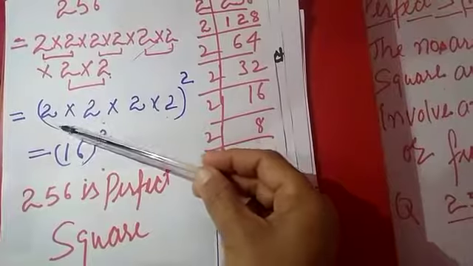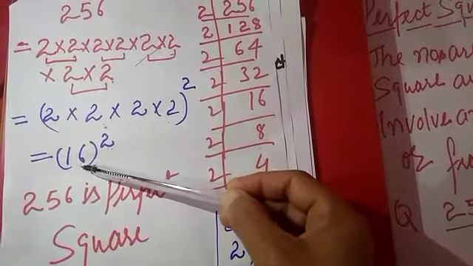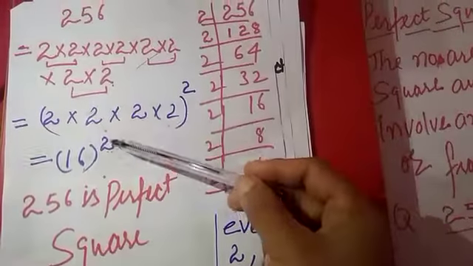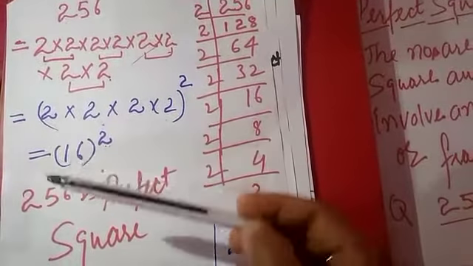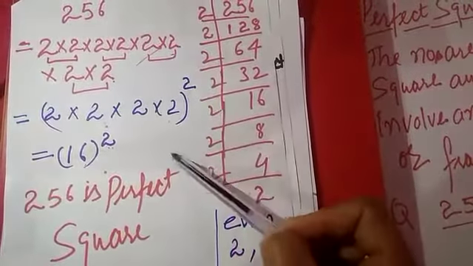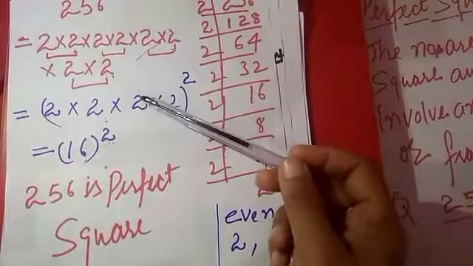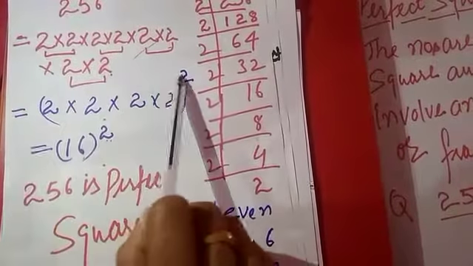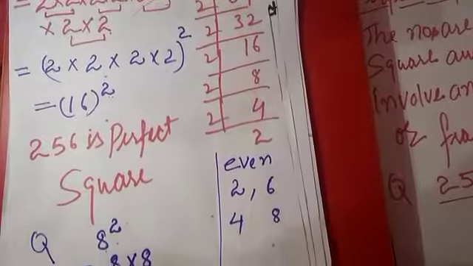So in this way we multiply all the 2's and we get 16 square. So we can say 256 is the square of 16. In this question we can say 256 is a perfect square because we have all the pairs and not a single digit is without its pair. So let's move on to the next example.